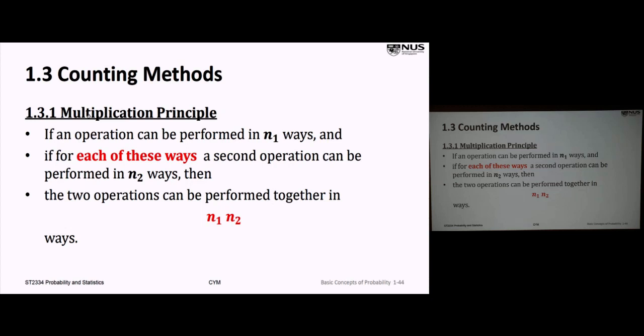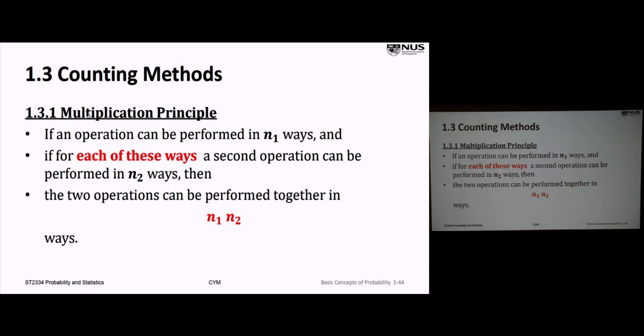And basically we're going to talk about scenarios where two things are happening simultaneously, or either one or the other can happen, and how to work out how many things are going to ultimately be possible. Okay, and then towards the end of this lecture we're going to talk about things like permutations and combinations. Hopefully we'll get through that completely today.